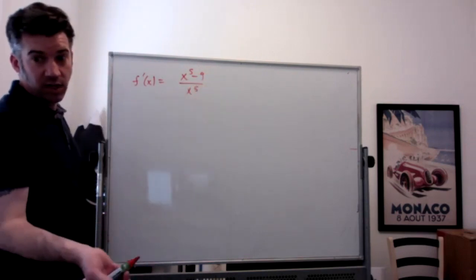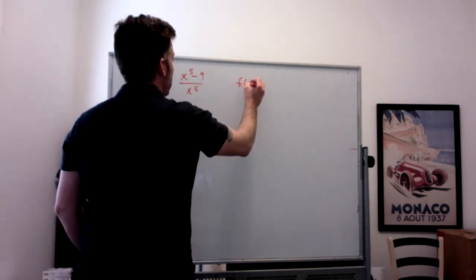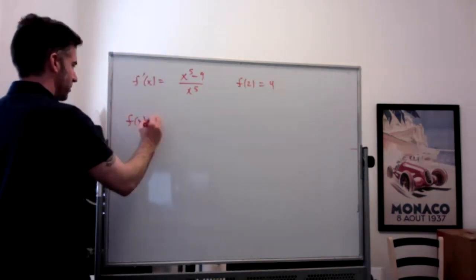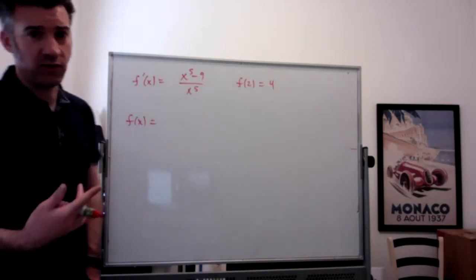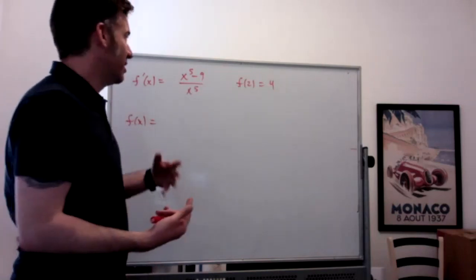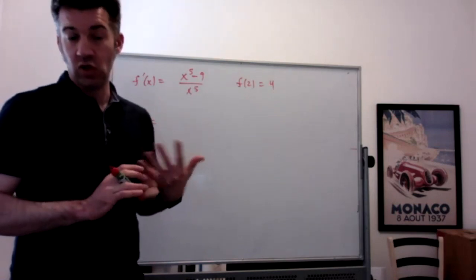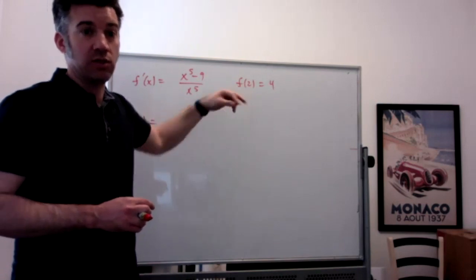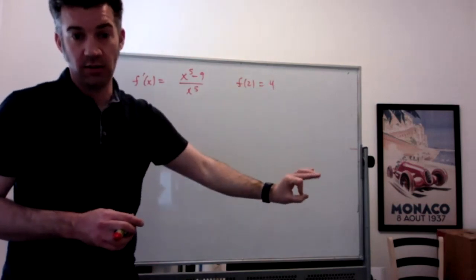And we are also given that f of 2 is equal to 4. And we want to find f of x. So this is what is commonly referred to as an initial condition problem or initial value problem, where in addition to finding the antiderivative, which usually has a plus c, we're then going to use this initial condition to solve for that constant c. So that's all.